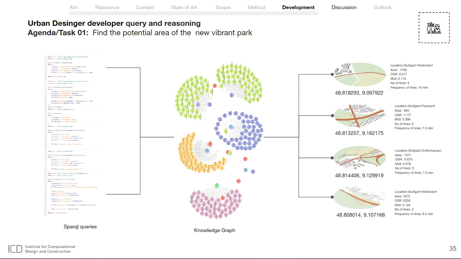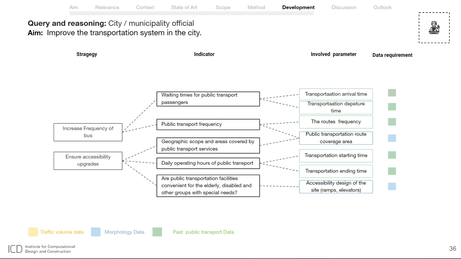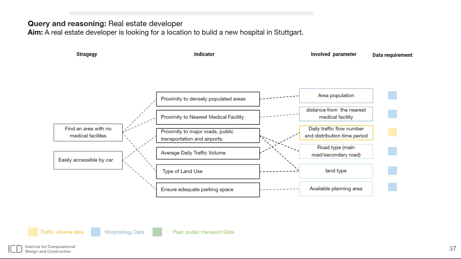Of course, if we add population data such as density and integrate other urban data, the result might be different. City officials aim to improve public transportation. One of the strategies is to increase the bus frequency, affecting waiting times and route incidents. Key parameters include arrival-departure time and route coverage. However, some data are not available.